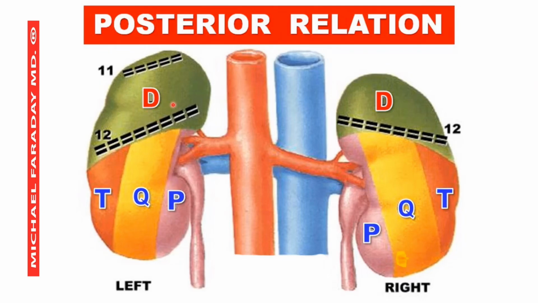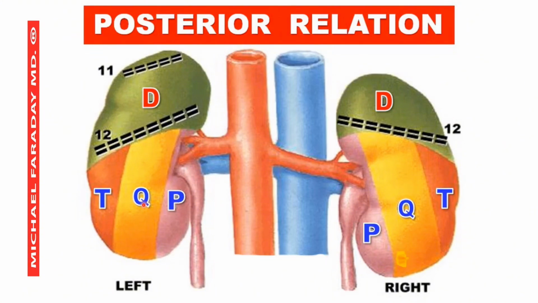Now when you come below, inferiorly, you can see three muscles here. More medially, we have the psoas major muscle. In the middle we have the quadratus lumborum muscle, and then this last muscle here, which is more lateral, is the transversus abdominis muscle. Same thing applies here. This is the psoas major muscle, this is the quadratus lumborum muscle, this is the transversus abdominis muscle.